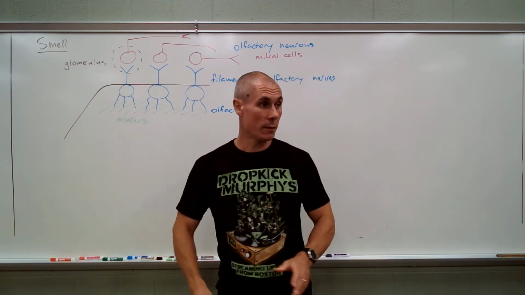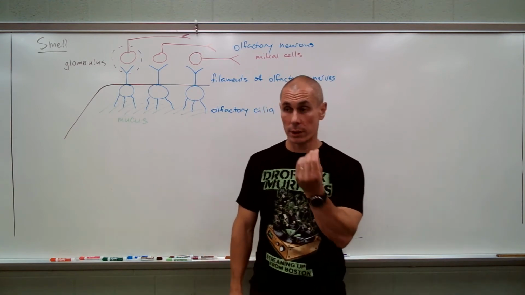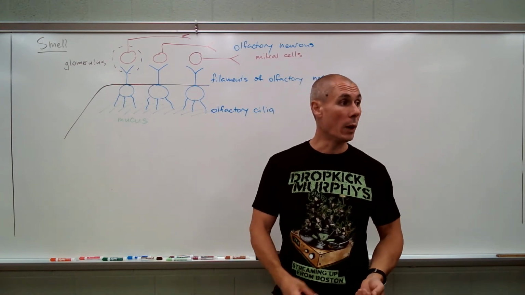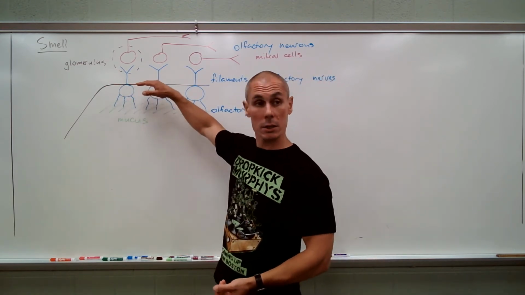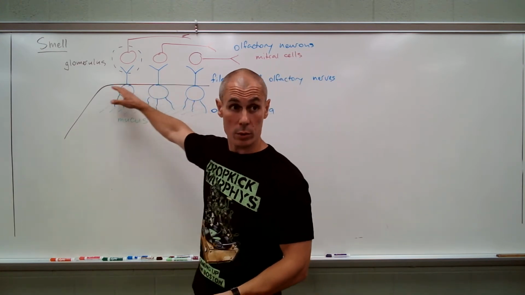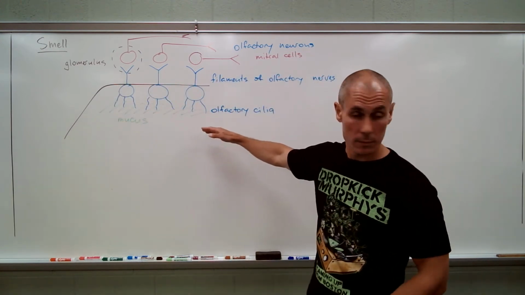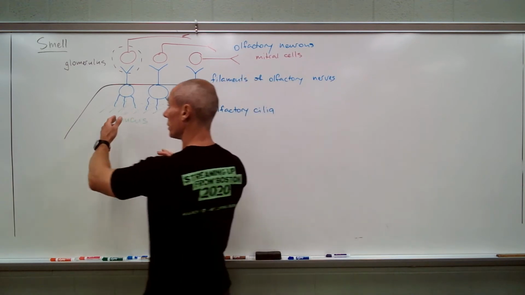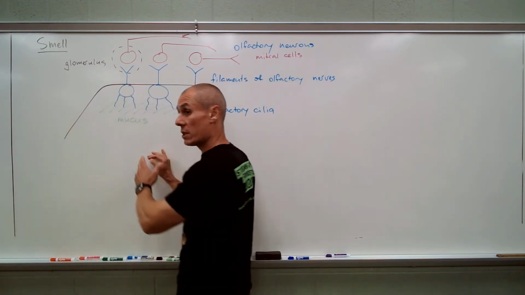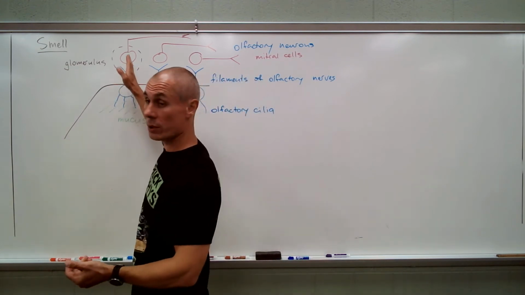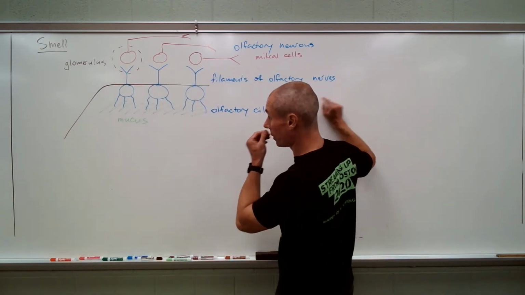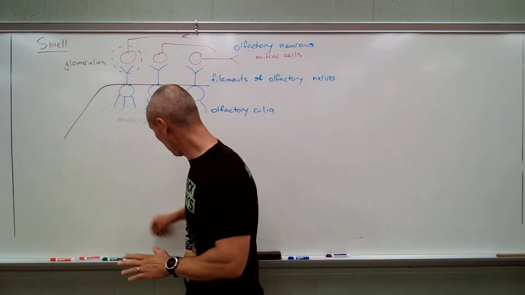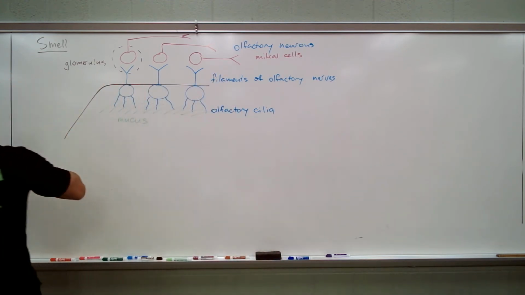So again, first of all, if you need to sense a smell that is really, really faint, what are you going to do? You're going to sniff, right? Why? Because you can push the air into the roof of your nasal cavity, where your olfactory epithelium is. This chemical is going to get dissolved in the mucus. It's going to interact with the receptors on the olfactory cilia, form the signal, which will be transmitted through the axon, filaments of olfactory nerve, to the mitral cells and the synapse in the glomeruli.